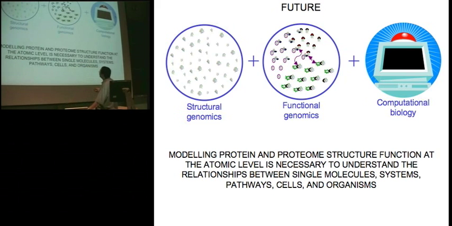So the fundamental message that I want you to take home is that modeling proteins and proteome structure and function at the atomic level, at the Newtonian level, is necessary to understand the relations between single functional molecules, systems, pathways, cells, and eventually organisms. And like I said, this is an older talk. Now I would say modeling proteins and modeling DNA and modeling RNA and small molecules.